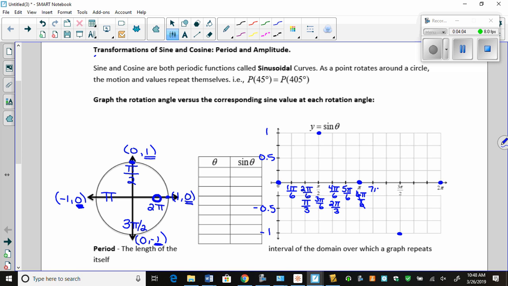Then I have 7 pi over 6. Then I have 8 pi over 6, which reduces to 4 pi over 3. And then I have 9 pi over 6, which reduces to 3 pi over 2. Then I have 10 pi over 6, which is reduced to 5 pi over 3. Then I have 11 pi over 6. Then I have 12 pi over 6, which reduces to 2 pi.